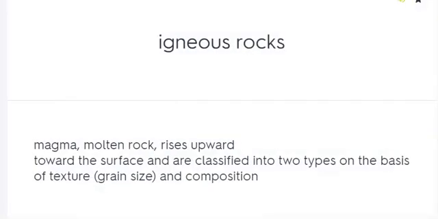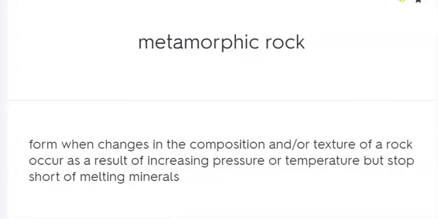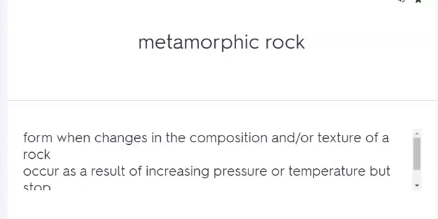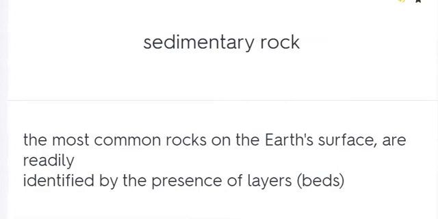Igneous rocks. Magma, molten rock, rises upward toward the surface and is classified into two types on the basis of texture and composition. Metamorphic rock. Forms when changes in the composition and or texture of a rock occur as a result of increasing pressure or temperature but stop short of melting minerals. Sedimentary rock. The most common rocks on the Earth's surface, readily identified by the presence of layers.